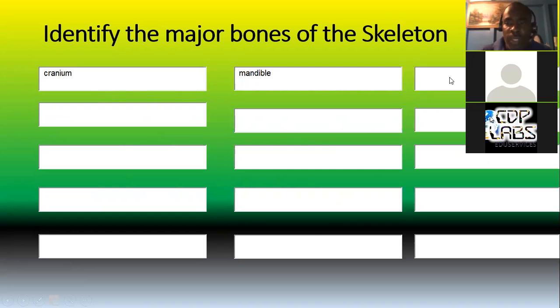Mona, give me the next one, please. The femur. The femur. Can you spell it for me? F-E-M-U-R. F-E-M-U-R. Good. You again, Chevelle. The vertebral column. How do you spell that? V-E-R, V-E-R-T-E-B-R-A-L. Okay, column. All right.